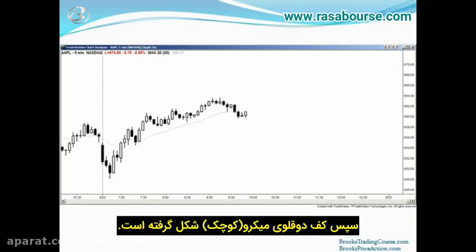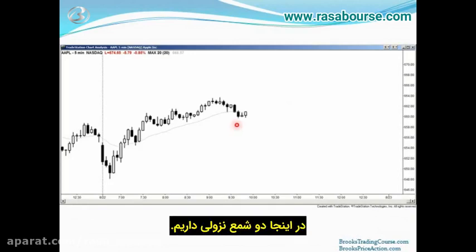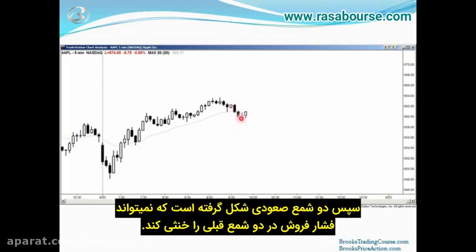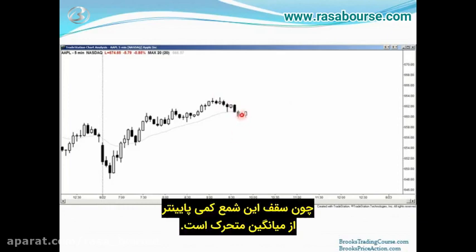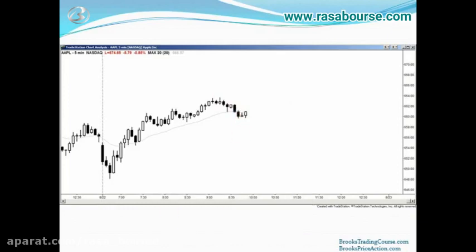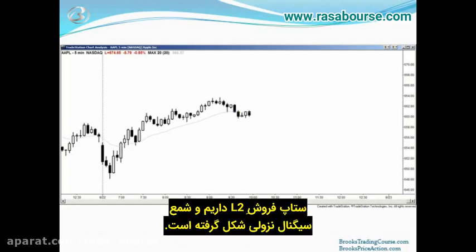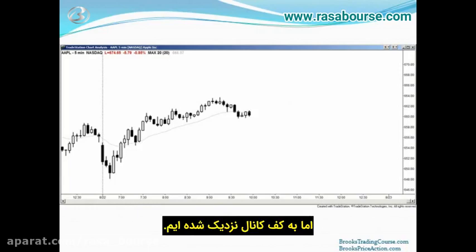Micro double bottom, but after these 2 bear bars, I do not think these 2 bull bars are enough to erase that bearishness. We get some buyers around the moving average. Maybe a small gap bar, maybe the high is slightly below the moving average. Trying to set up a low 2 short with a bear signal bar, but we're getting close to the bottom of the channel, and there may be buyers near the bottom of the channel.